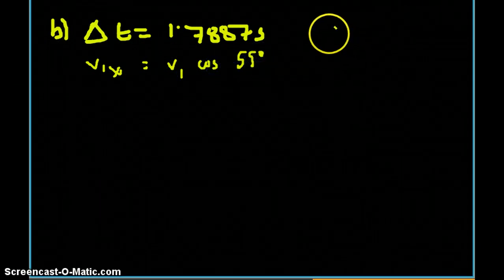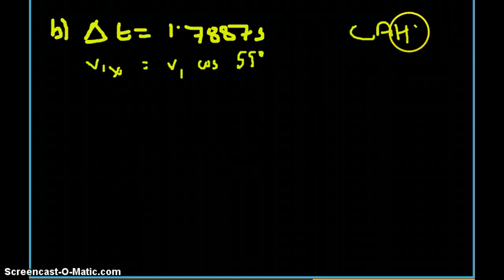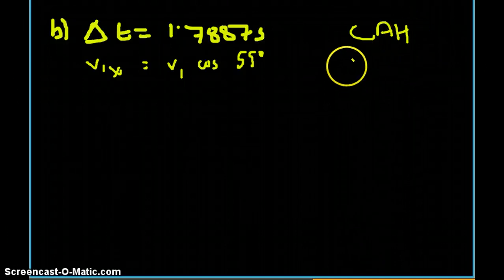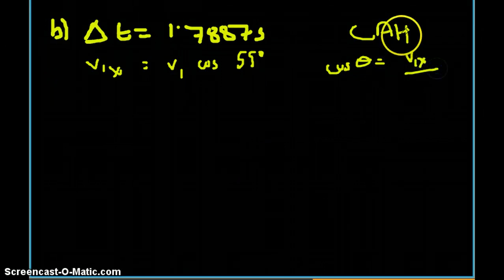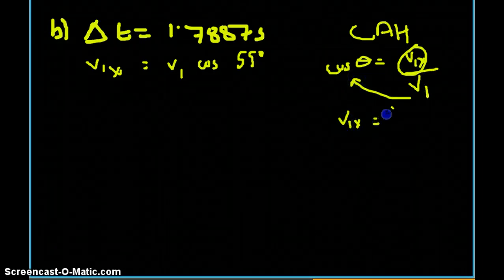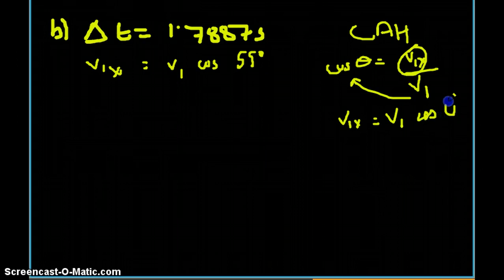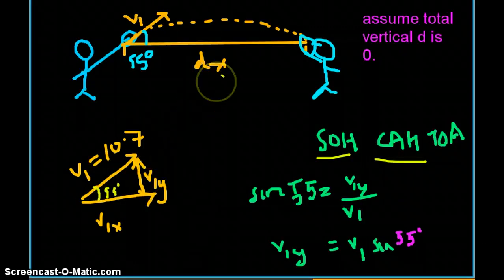Essentially, you have cosine equals adjacent over hypotenuse. Your adjacent was your v1x. So you can say that cos theta is the adjacent, which is v1x, over the hypotenuse, which is your v1. But I'm actually looking for v1x, so I can take this to the other side. So v1x would simply be v1 cos theta, and theta is 55 degrees. That's how I'm getting this, and that's exactly the same way I got v1y, except it was a sine relationship.